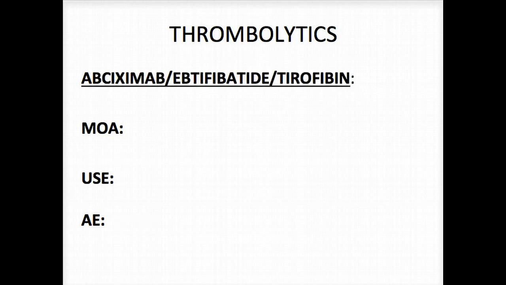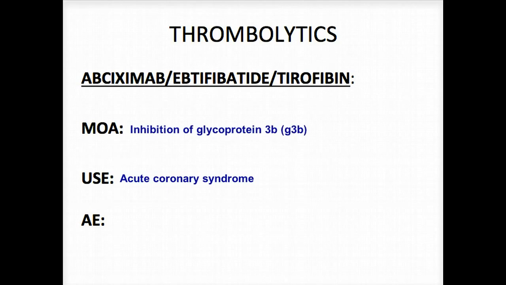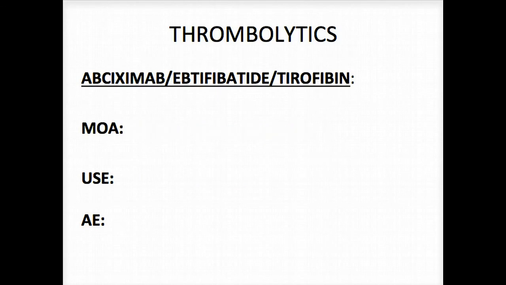Next, we have three drugs that we can think of as being together: abciximab, eptifibatide, and tirofiban. And we're going to use these for cases of acute coronary syndrome. And the way they work is that they're going to inhibit the glycoprotein IIb/IIIa receptor. This is necessary for platelet aggregation. So by blocking that, platelets won't aggregate. And the main side effect with this one too, as with most of the others, is bleeding.